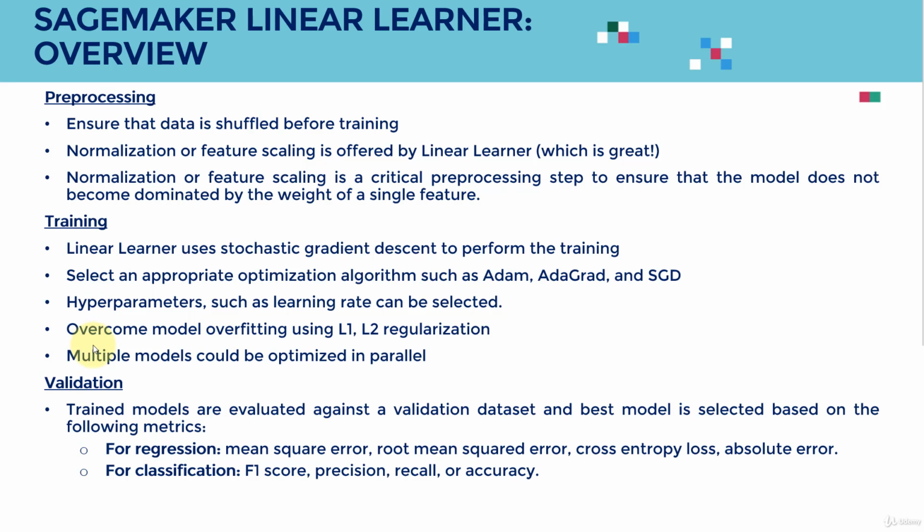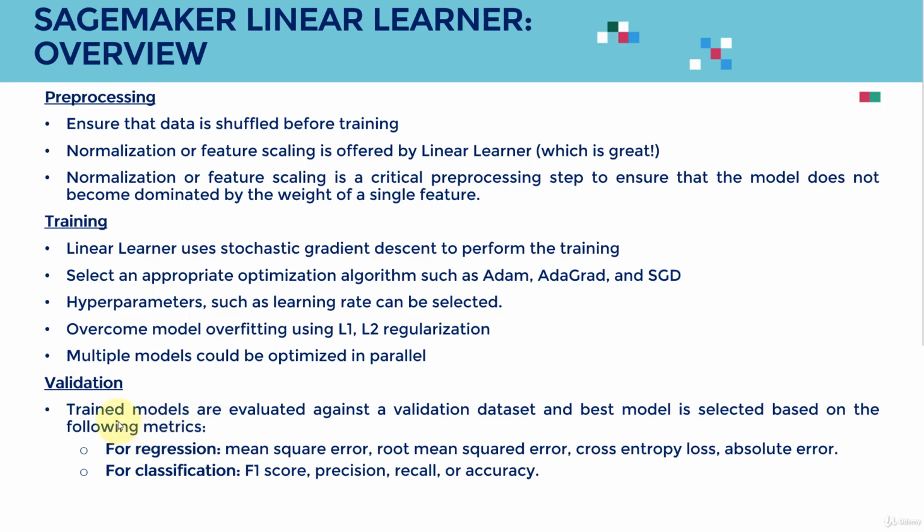When we train the model, we also want to make sure that the model does not overfit the training data. That's why we could use two types of regularization: L1 regularization and L2 regularization. Again, we're going to cover that in great detail moving forward. What linear learner can also do is train multiple models, and you'll be able to optimize them in parallel as well.